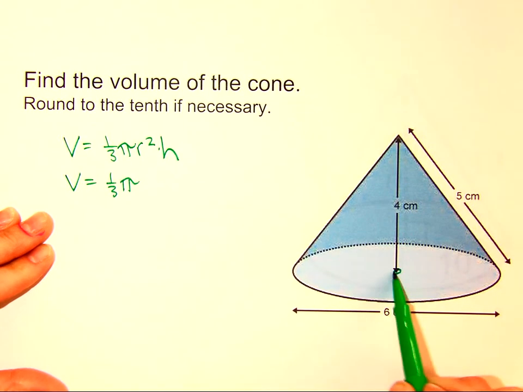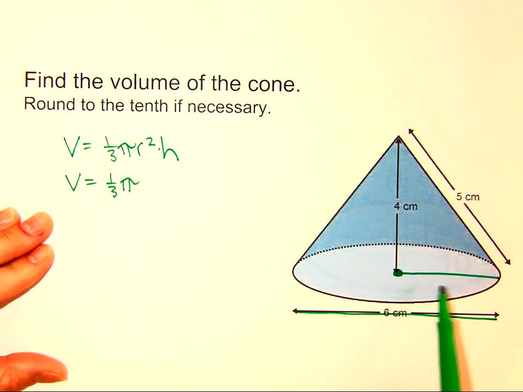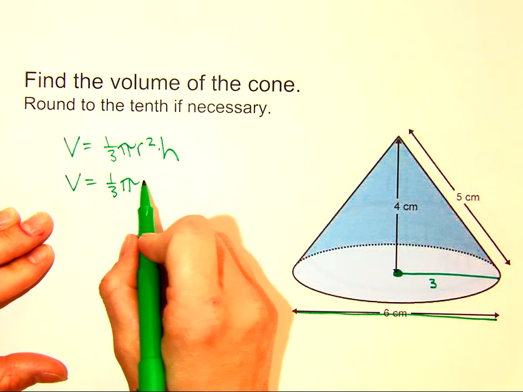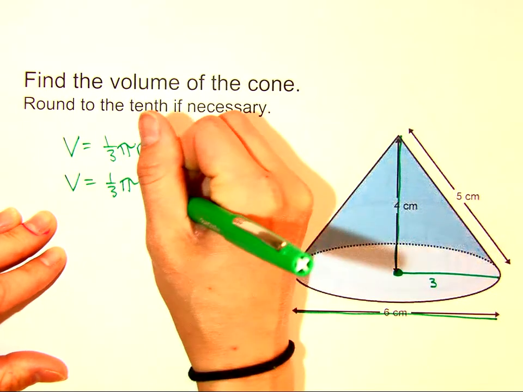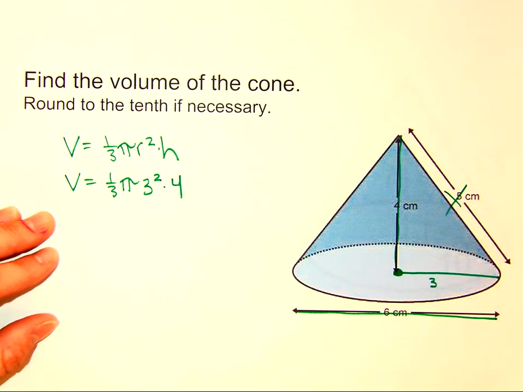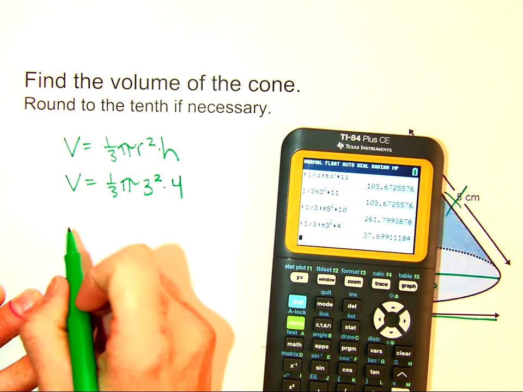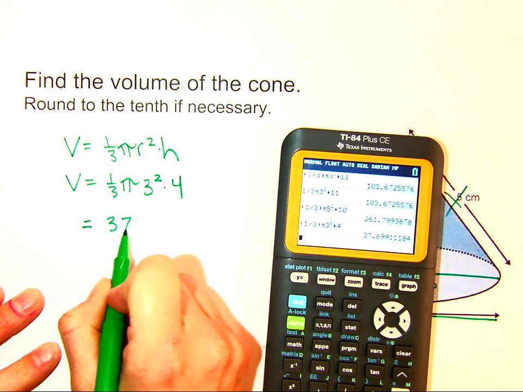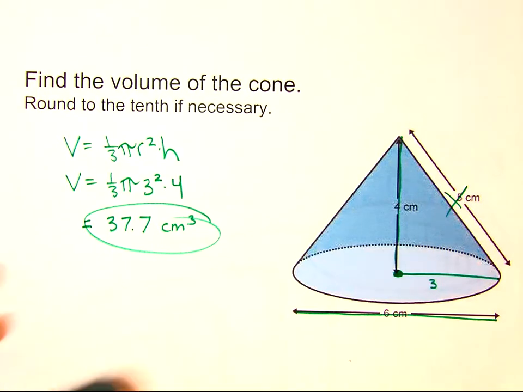So remember the radius is from the center out, where 6 here is all the way across, which means my radius is 3. Remember my height is this distance. So my height is 4. So we didn't even need that 5 there. Trying to trick you. So 1/3 times pi times 3 squared times 4 gives us our volume, 37.7 cubic centimeters.